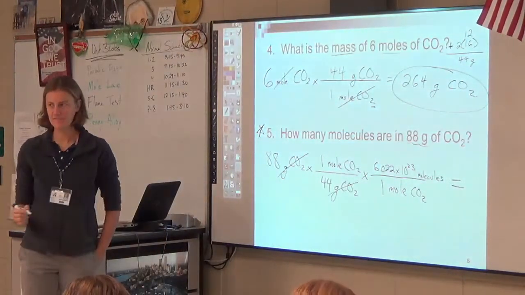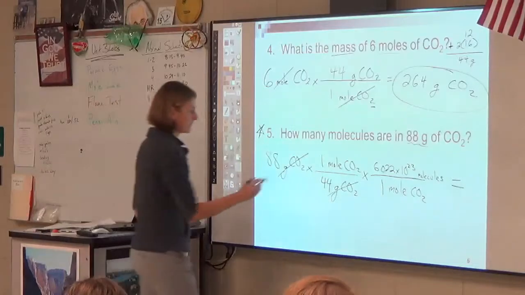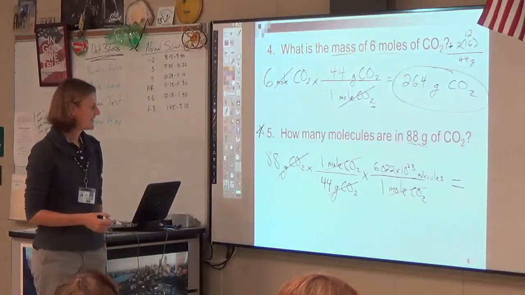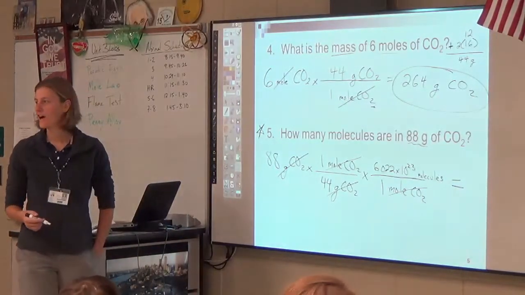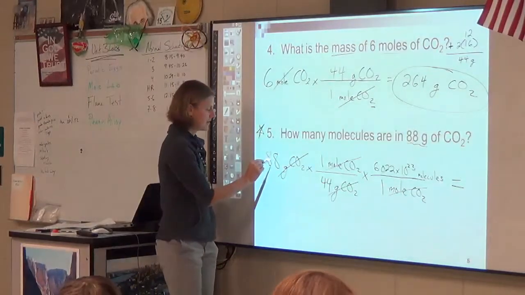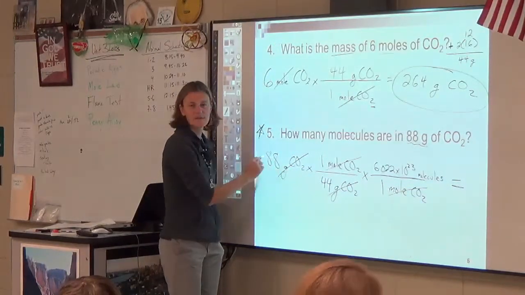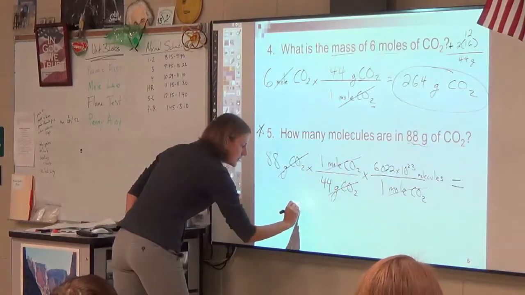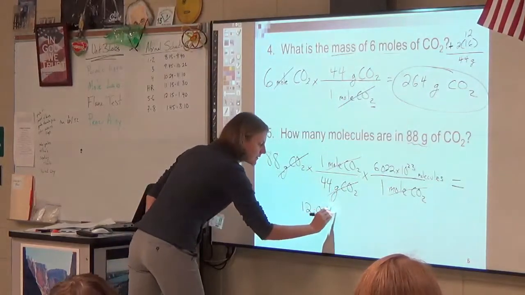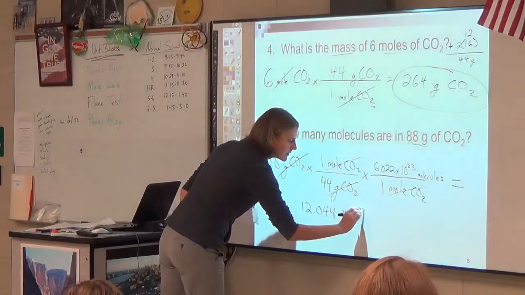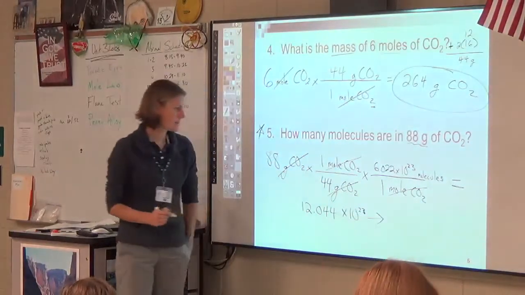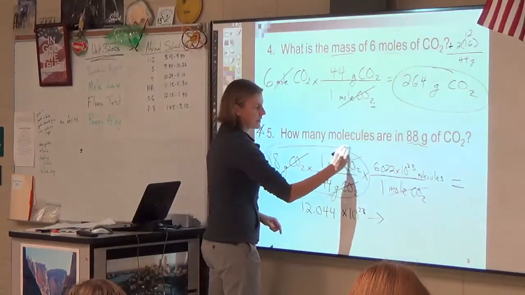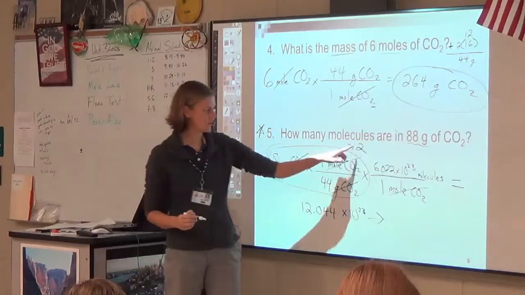This is about as hard as it gets. Follow me on this one. All right, so you're going to want your calculator, maybe. Well, what was 88 divided by 44? 2. And you can do that 2 times that number. Wait, where did you get 12.0? Well, because I knew this part was going to equal 2. So then I just did 2 times that.